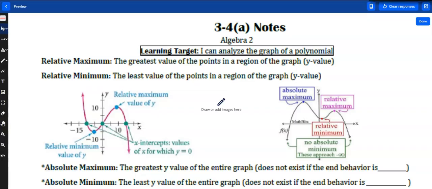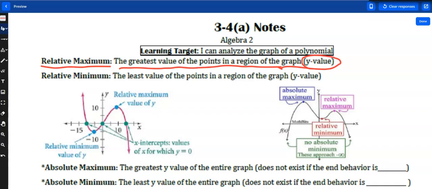Continuing on with our notes here in section 3.4a, we really want to understand how to analyze the graph of a polynomial, and so we need to understand some key features. Something called a relative maximum is the greatest value of points in a region of the graph. Now, specifically, we've got to emphasize, folks, this is a y value we're talking about. So just because a coordinate has an x value does not mean that you don't need to understand relative mins and maxes are actual y values.